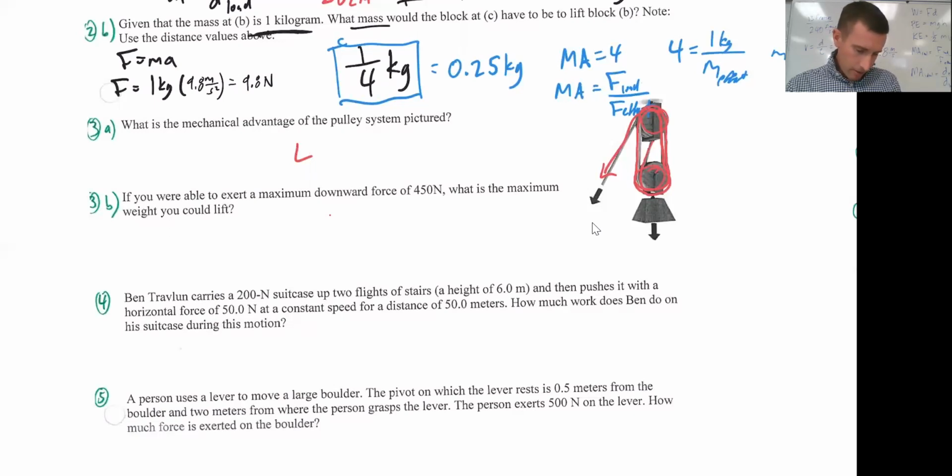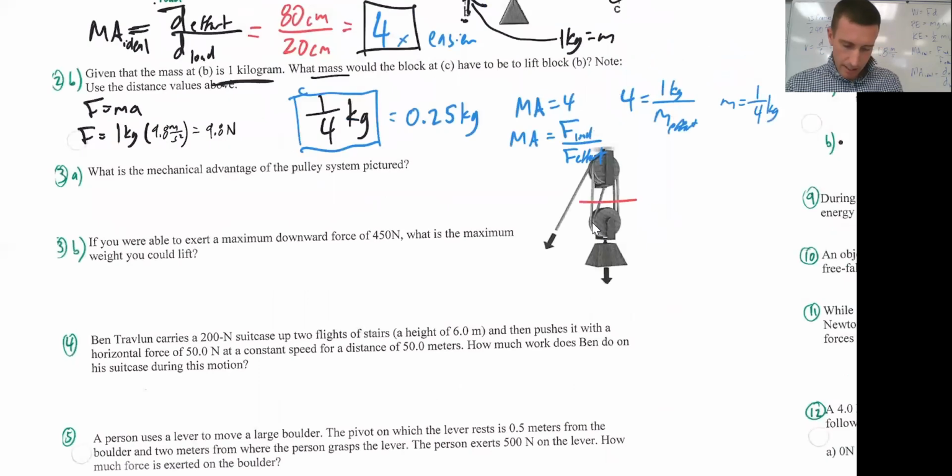Another easier way to do that would be to just make a straight line through, and count all of the ropes through the middle that are not the pull rope, so not this one that you're pulling on, but 1, 2, 3, 4 ropes going through the middle. Mechanical advantage has to be 4. It's like a secret quick trick. All right. If you were able to exert a maximum downwards force, so if I'm exerting it, that means I'm pulling it.